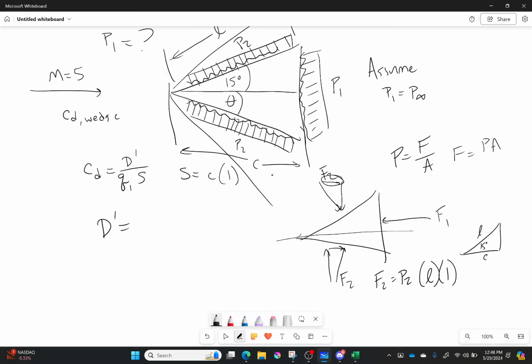So, cosine of 15 degrees is equal to C over L. I want to solve for L, and so what I get then is that L is equal to C divided by cosine of 15 degrees. So let's plug that in there. So force 2 is equal to P2 times C over cosine of 15 degrees, and times 1, I'm just going to leave the 1 off. Okay, I'm getting closer here.